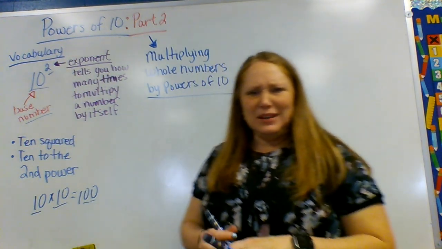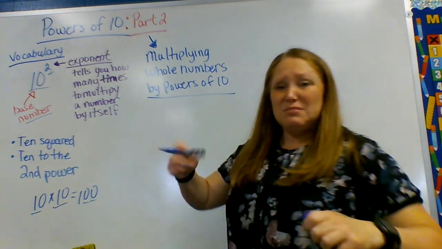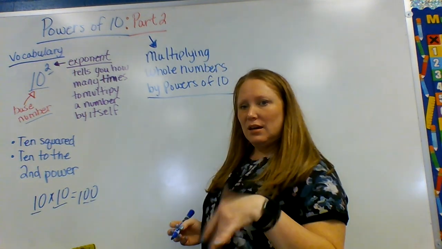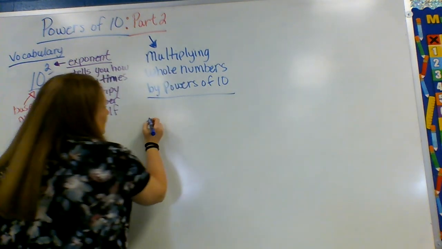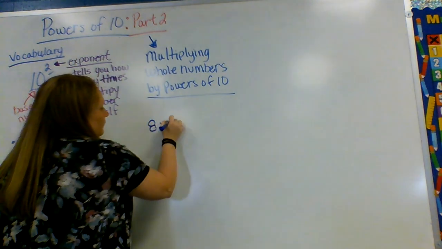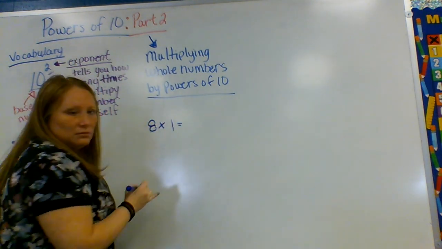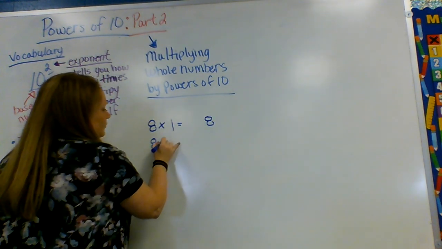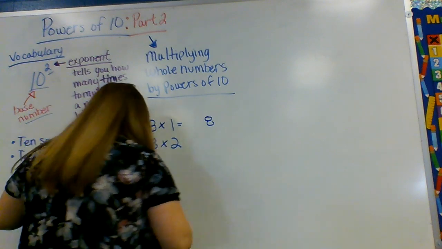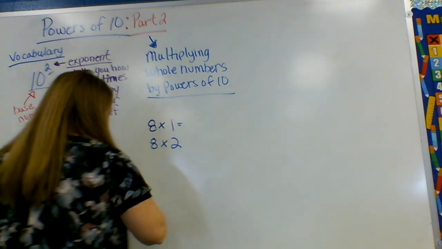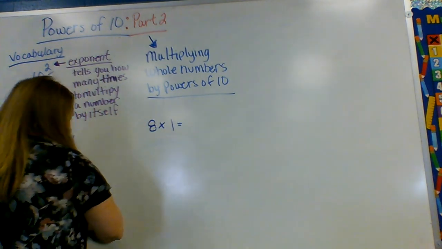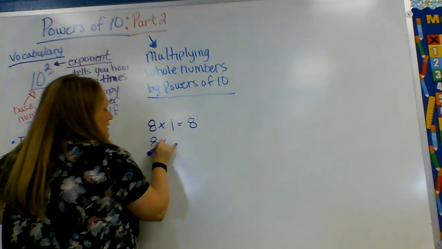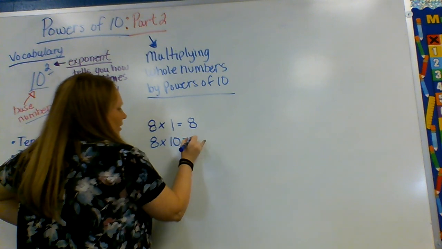And you're like, Miss Harden, what does that mean? Well, let's start with some easy stuff first, right? Okay. Let's go ahead and make this little chart, okay? Let's do 8 times 1. What's that equal? Yep, 8. Sorry, 8 times 1 is 8, right? 8. What's 8 times 10? Oh, that's 80.